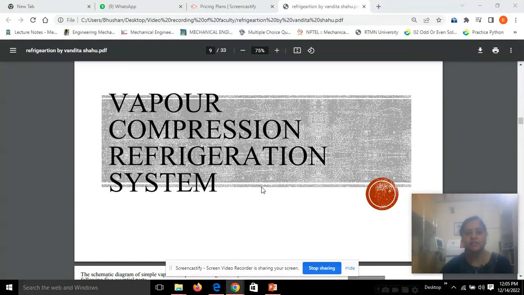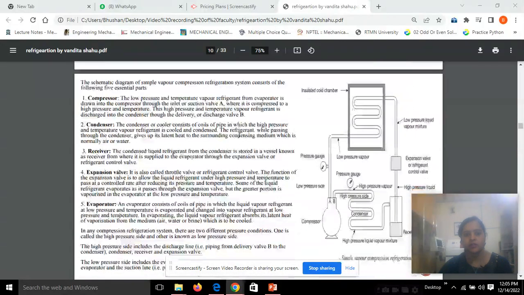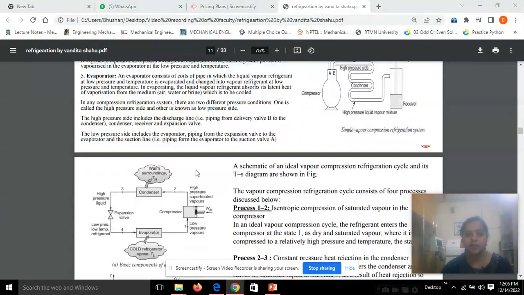Today's topic for our discussion is a topic from refrigeration and the most applicable topic, the vapor compression refrigeration system. You might have seen refrigerators in your home, and that is based on the vapor compression refrigeration system. In this system, you need to cool the vegetables or any material that is to be kept in the refrigerator. So, first, we should remove the heat from the substance so that it will become cool.